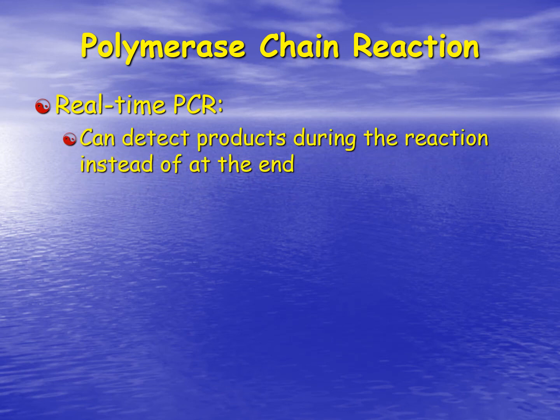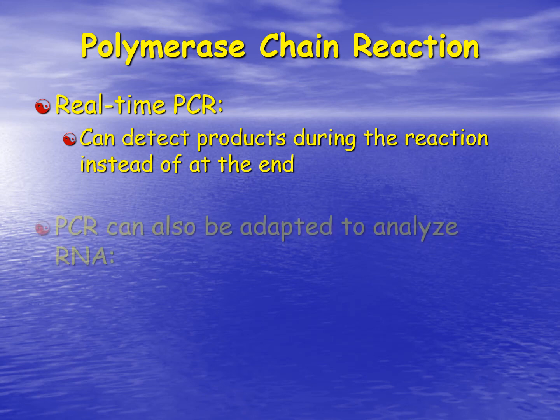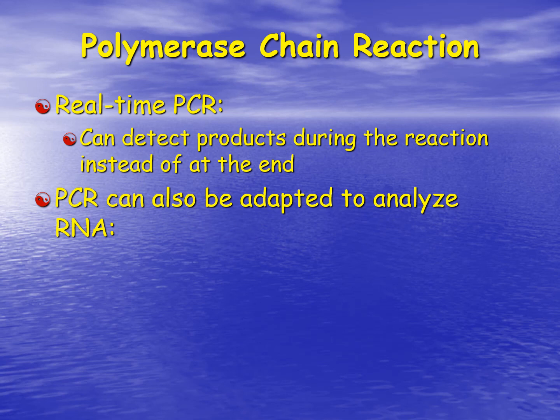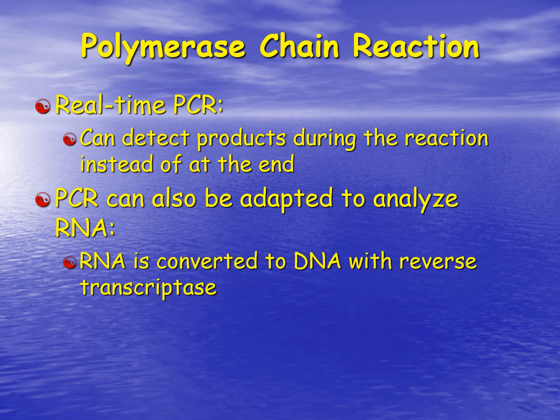Real-time PCR can detect the products during the reaction instead of waiting till the end of all the cycles and then figuring out how much we have. PCR can also be adapted to analyze RNA strands. RNA will be converted to DNA with reverse transcriptase, and that complementary DNA is then copied in the PCR reaction.